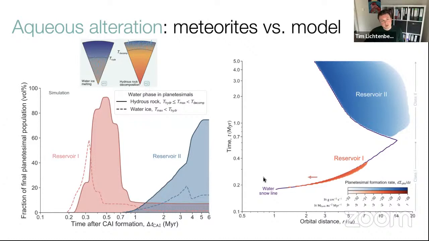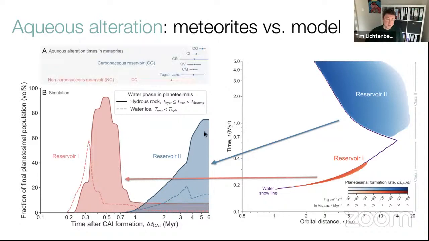So reservoir one experiences a peak of hydrothermal activity really here. This is what you see over here. There's large amounts of water reacting with rock, but then the temperatures become so high that all remaining hydrous phyllosilicates, or hydrated silicates, actually decompose again, and the remaining material is very dry. Now, reservoir two, in fact, has a later onset of hydrothermal activity, but what you see is that it doesn't go down anymore. There's no dehydration happening. This is what we also see in the meteoritic record.